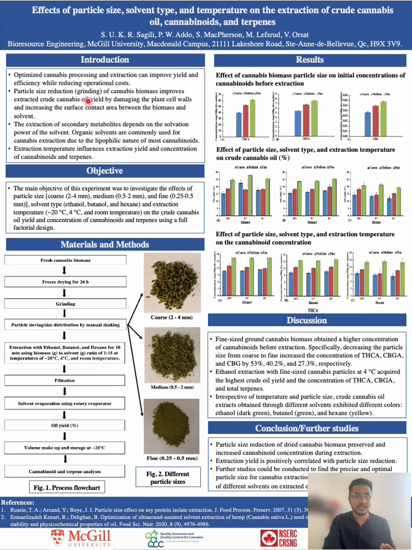Particle size reduction, or grinding, of cannabis biomass improves the extracted yield of crude cannabis oil by rupturing the plant cell walls and increasing the surface area of contact between the biomass and the solvent. The extraction of secondary metabolites, including the cannabinoids and terpenes, greatly depends on the solvation power of the solvent. Generally, organic solvents were employed for the cannabis extraction due to the lipophilic nature of the majority of cannabinoids.